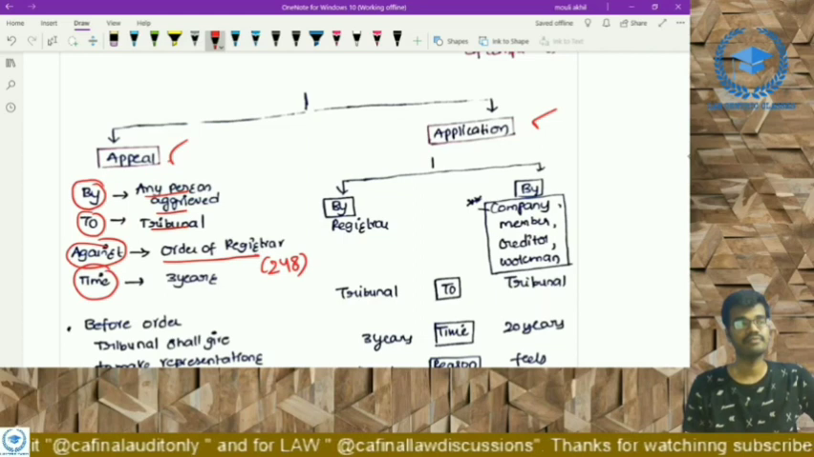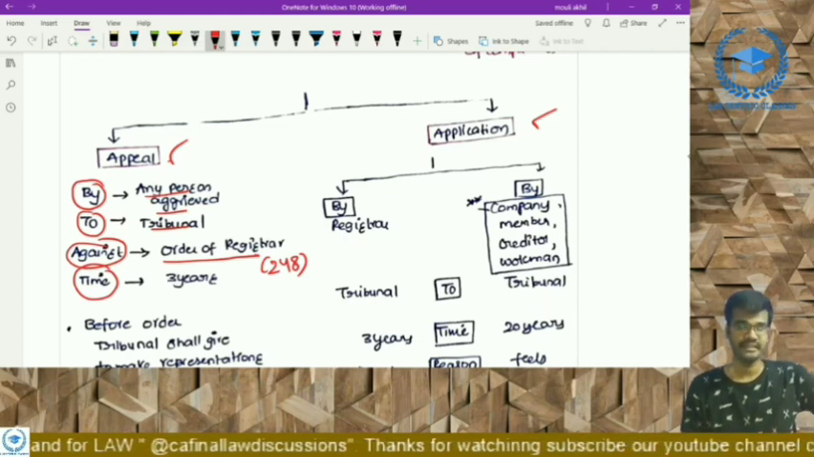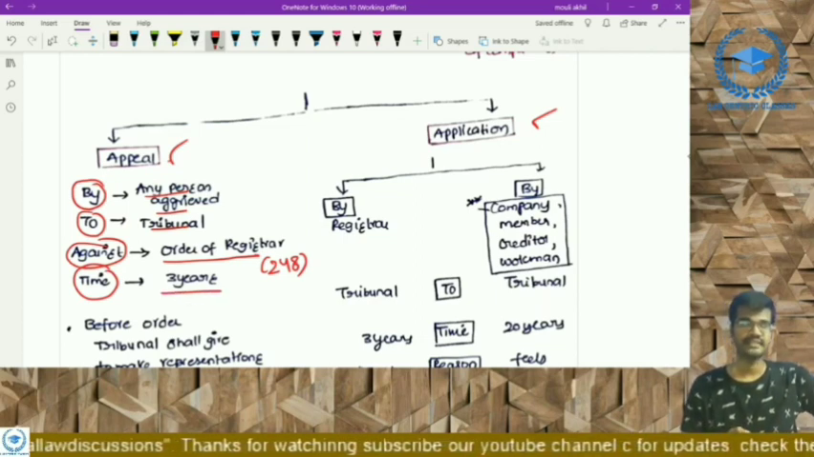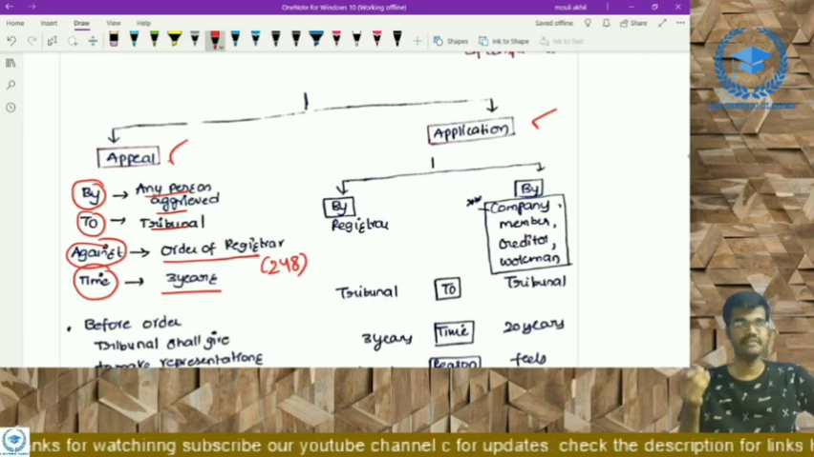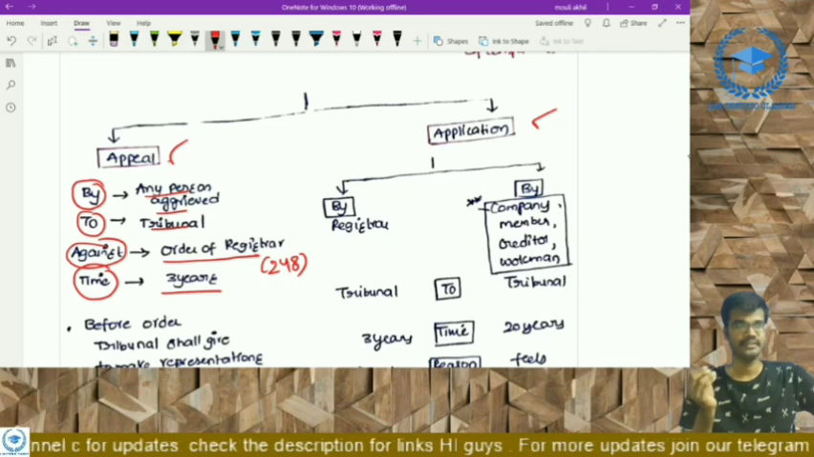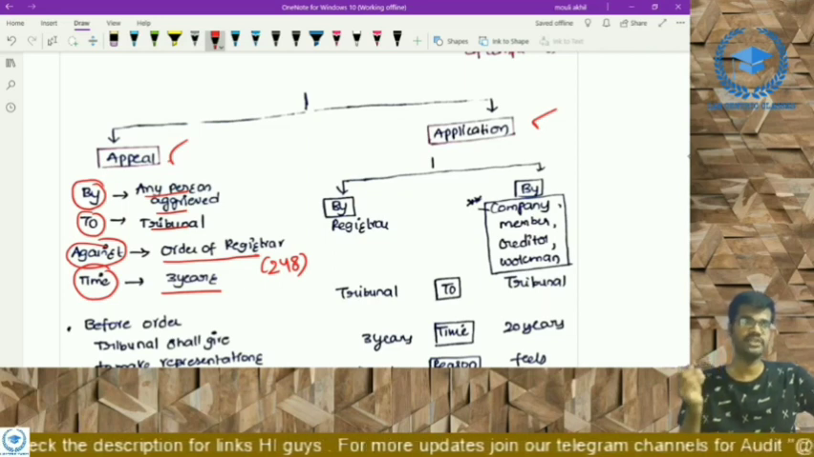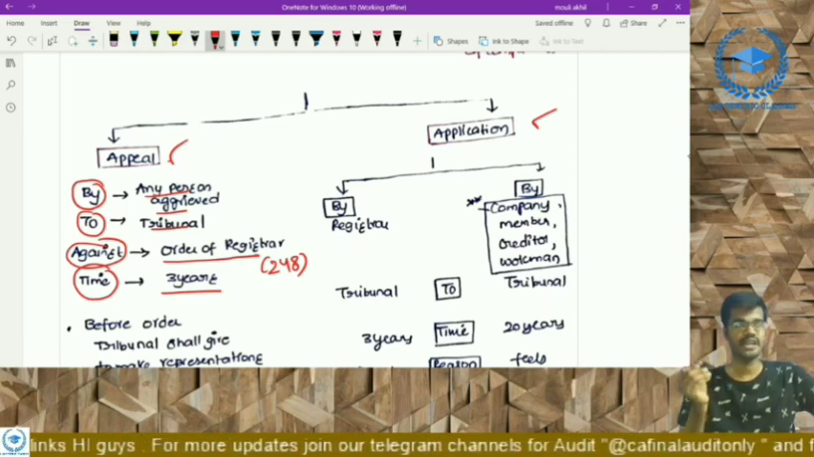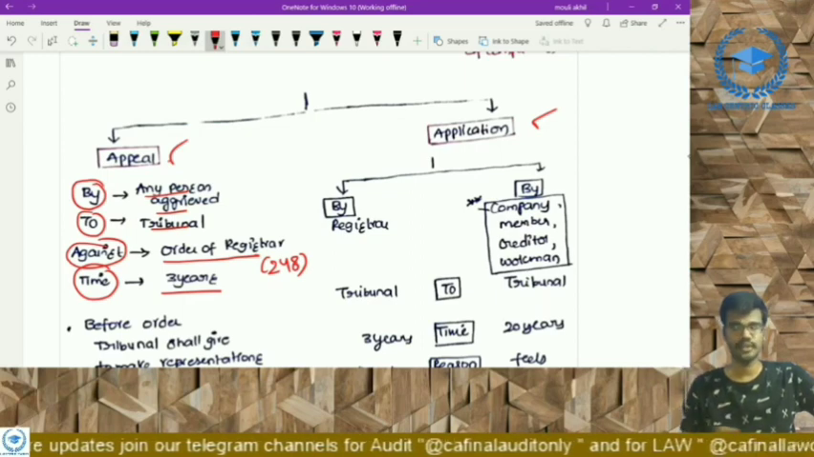What is the time period for making the appeal? The time period is 3 years. It says that if any person is aggrieved by the order of the registrar under section 248, then such person shall make an appeal to the tribunal within 3 years from the date of passing that particular order, right?